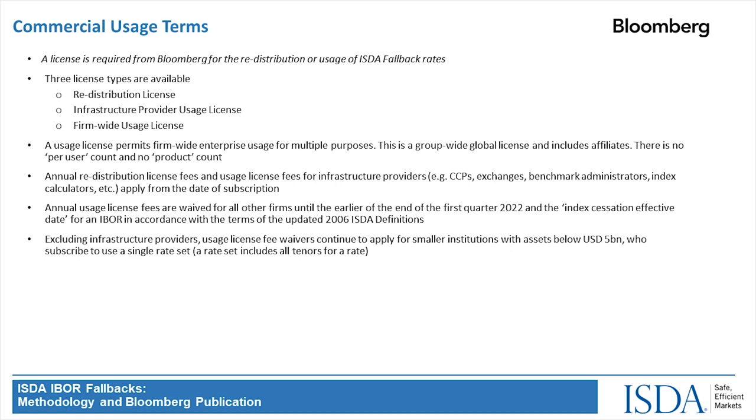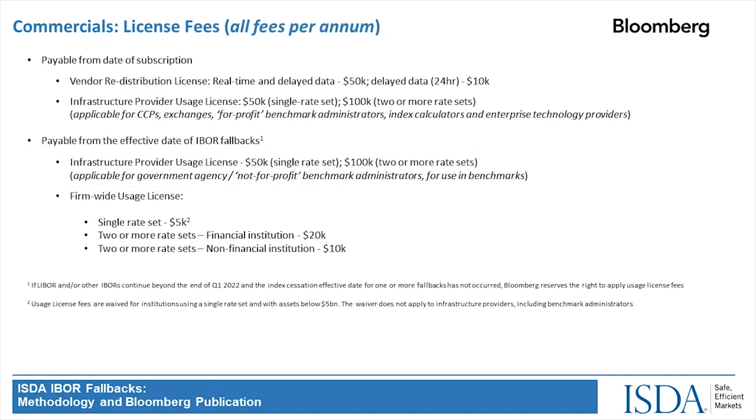Excluding infrastructure providers, usage license fee waivers will also continue to apply for smaller institutions with assets below $5 billion US, be that assets under management or balance sheet assets, for those firms that subscribe to a single rate set, for example, US dollar LIBOR fallbacks and all the rate tenors within that. For the license fees, payable from the data subscription, the vendor redistribution license fee is for real-time and delayed data, $50,000 annually. For delayed data on a 24-hour delay is $10,000. The infrastructure provider usage license for a single rate set, for example, US dollar only, $50,000 annual fee. For more than one rate set is a $100,000 annual fee.